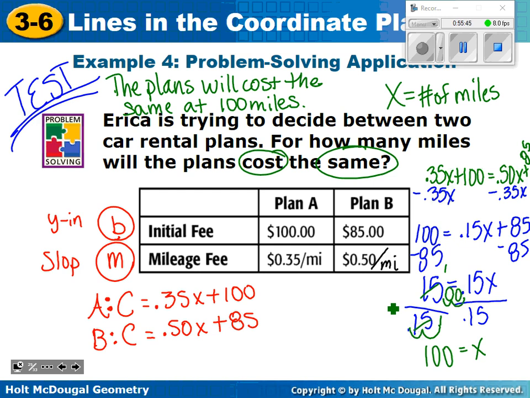How much will they cost? Can we just put that in for x? Plug it in for x. So what is 0.5 times 100? Careful. 50. And what's 50 plus 85? 135. Right? Is that right? Yeah. Okay, questions?